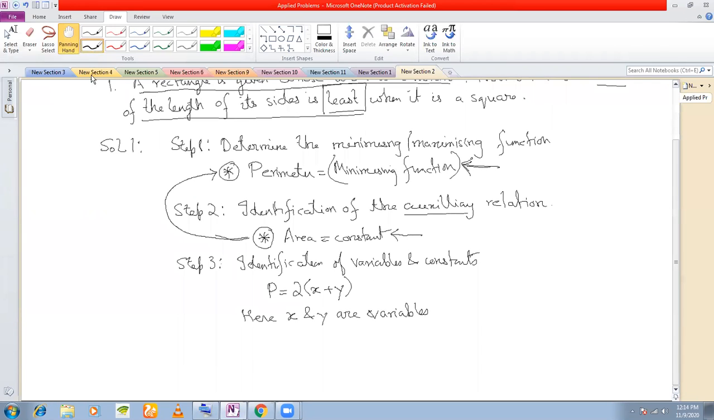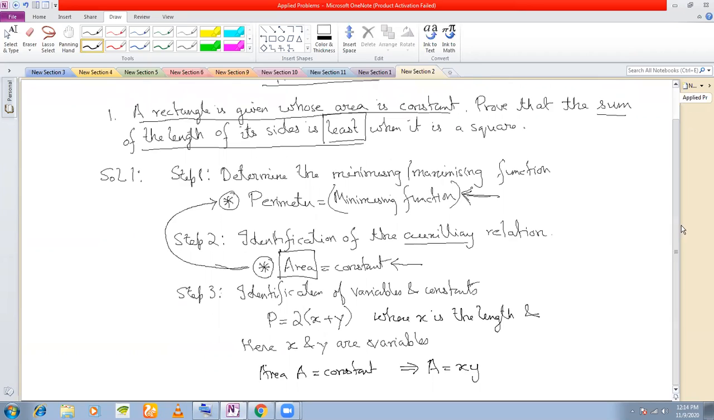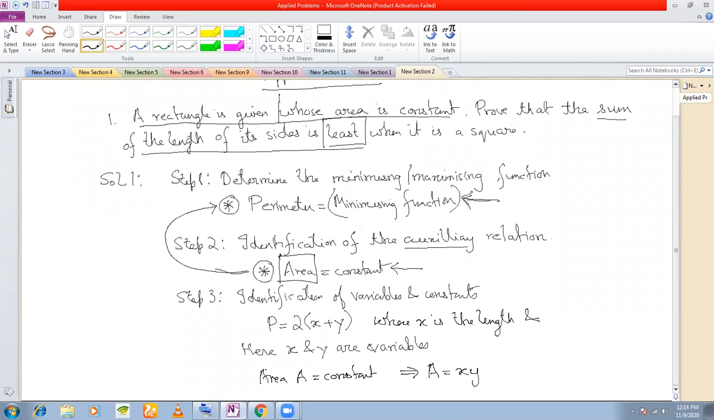Which one is a constant? Area is a constant. Area, A is a constant, right? And what is the area here? Area is x into y, right? From where do we get this, that area is constant? It is given here, see? A rectangle whose area is constant.